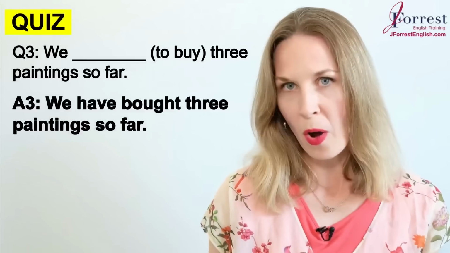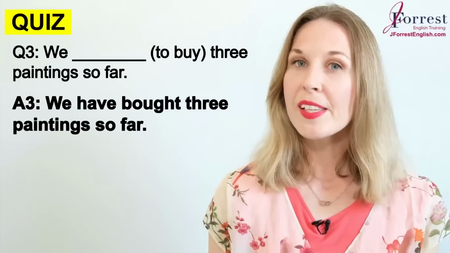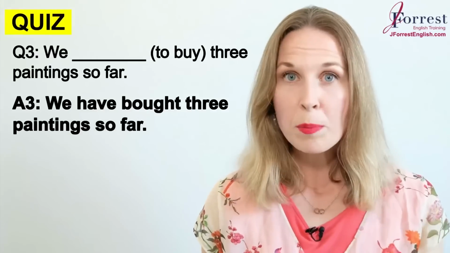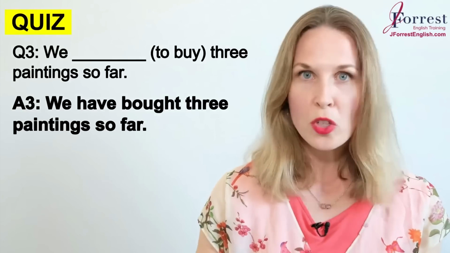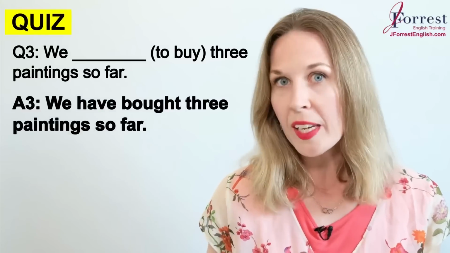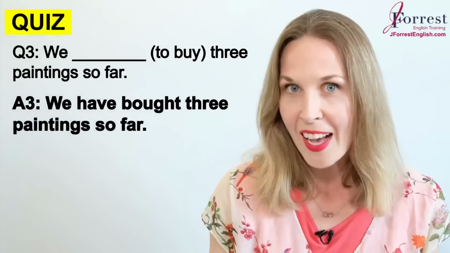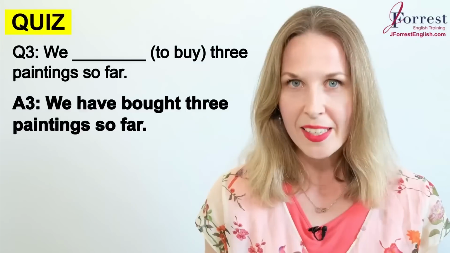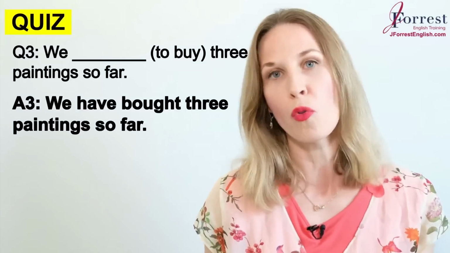We have bought 3 paintings so far. This is in the present perfect because it's possible for you to buy more paintings. You can go to the store tomorrow or next week. So it's an unfinished time reference because you're alive. So it's still possible for you to buy more paintings. We have bought 3 paintings so far.